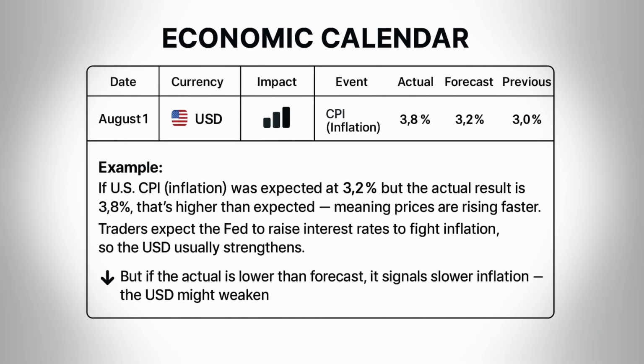So for example, if the US CPI that measures inflation was expected at 3.2%, but the actual result was 3.8%, that is higher than expected. That means inflation price is rising fast. So traders expect the US Fed to raise interest rates to fight inflation, so the US dollar strengthens. But if the actual is lower than the forecast, it's a signal of slower inflation, so the US dollar weakens.